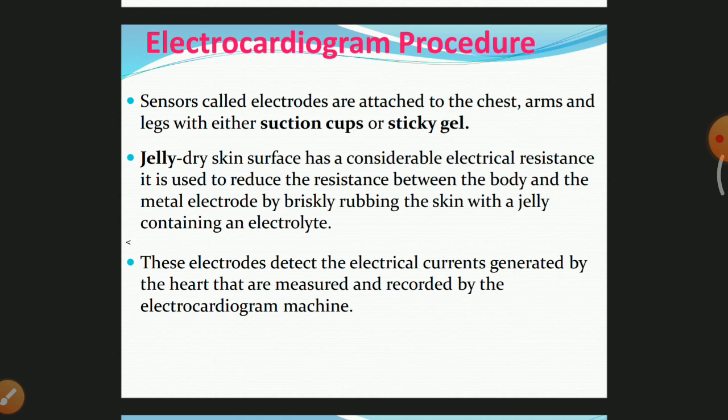So what is the role of electrodes? They detect the electrical currents which are generated in the sinoatrial node. As we know, in our heart the electrical impulses are generated in the sinoatrial node, that is the pacemaker, and after generation, those electrical impulses are transferred toward the auricles, then the ventricles, so that the electrical impulses are recorded in the electrocardiogram machine.